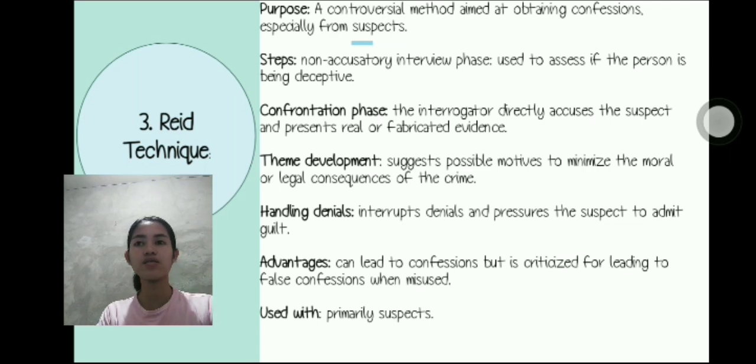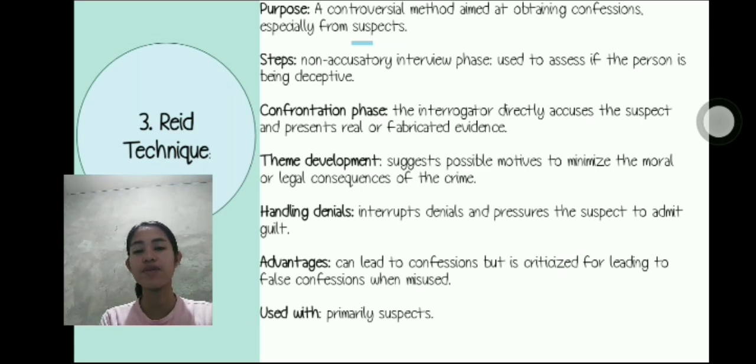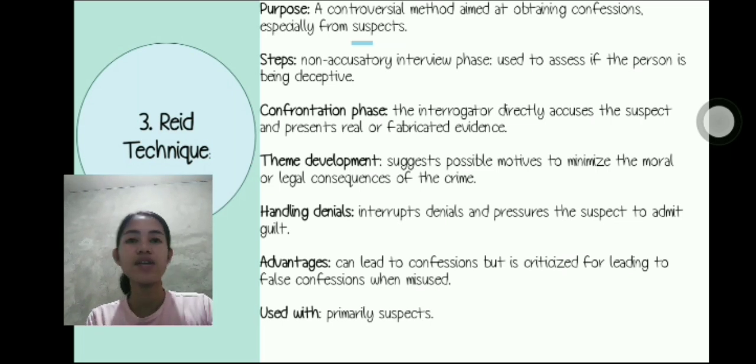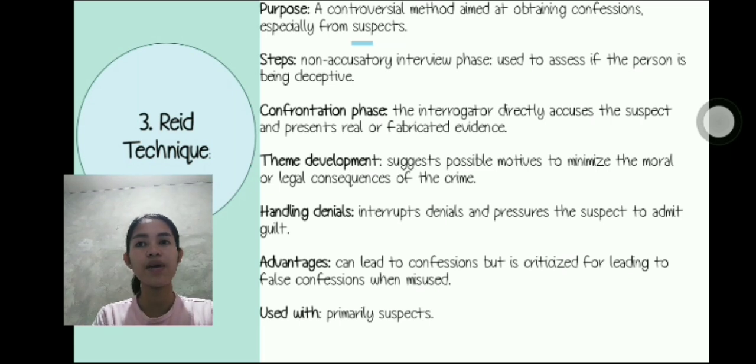elicit confessions from suspects. When we say elicit confession, it means getting a person to admit or confess that they are guilty, usually through questioning or persuasion. In criminal investigation, it refers to the process of making suspects say that they are involved in the crime. The goal of the investigator is to guide the suspect to confess or admit their guilt.